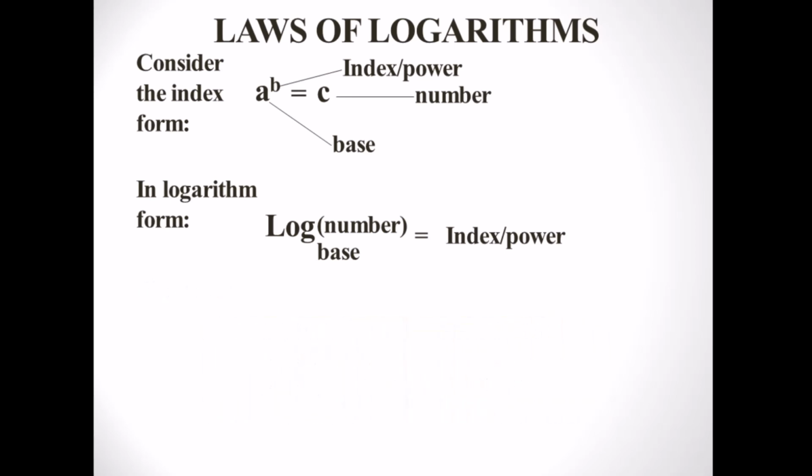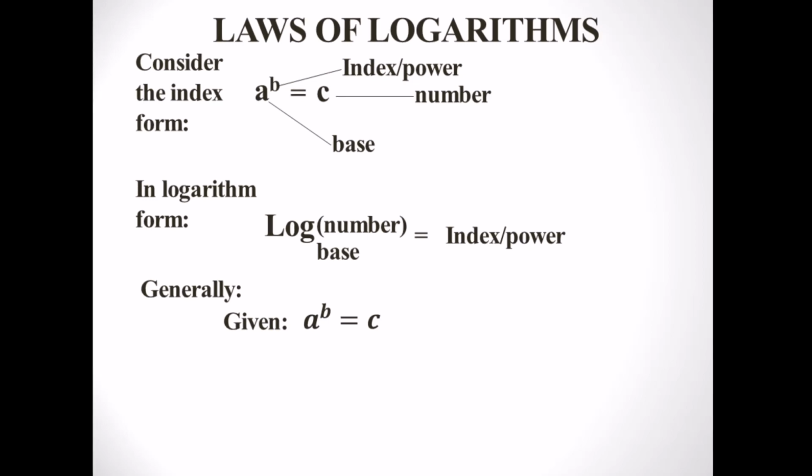We are going to look at some of the laws, and before we do, generally in logarithms, if we have a number a raised to the power of b to get c, the logarithm form becomes log of c to the base a, which gives us b. So you can see we have transformed from an index form to a logarithm form.